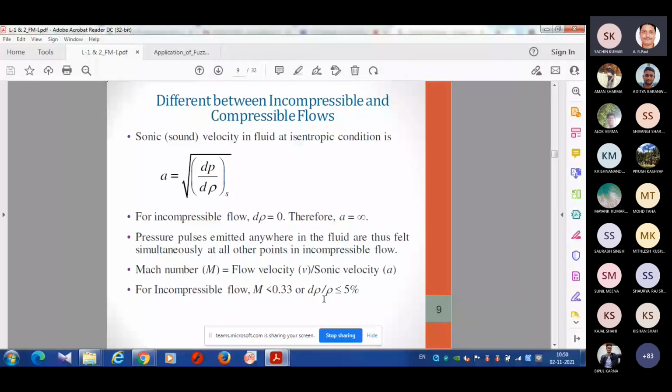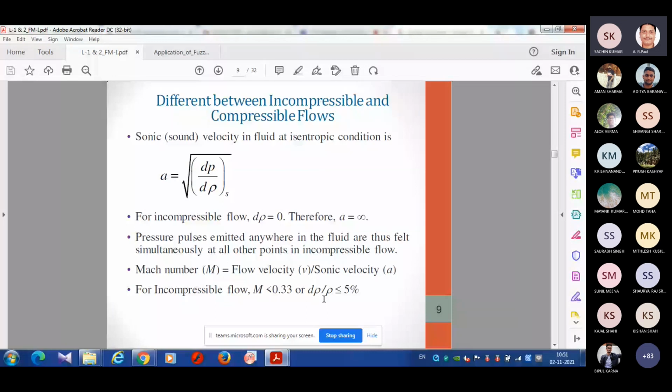So Mach number, a non-dimensional number, is introduced, and in subsequent sections of this course you will see the importance of Mach number. Mach number is a ratio of two similar parameters, like two velocities: the flow velocity in the numerator and the sonic velocity in the denominator, the ratio of flow velocity and sonic velocity.